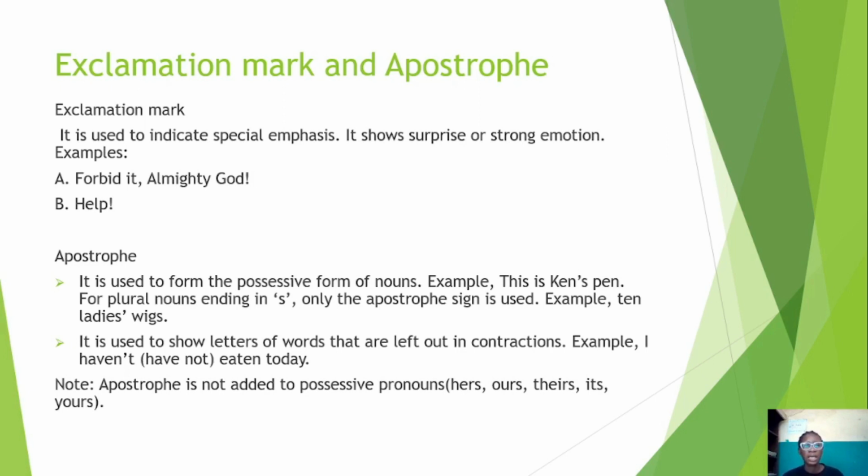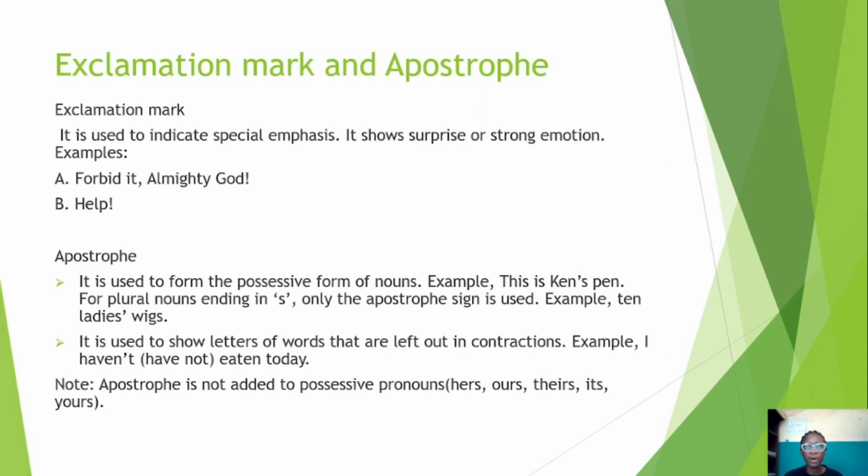Let's look closely at this punctuation mark. Firstly, we use apostrophe to form the possessive form of nouns. So when a noun is showing possession, we use an apostrophe. Example, this is Ken's pen. So we find the apostrophe there with the addition of S. This is Ken's pen.